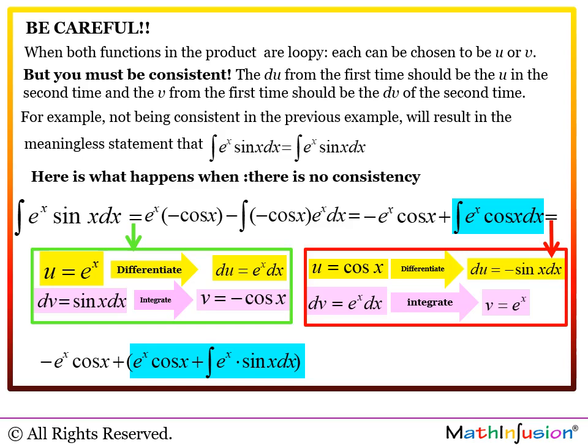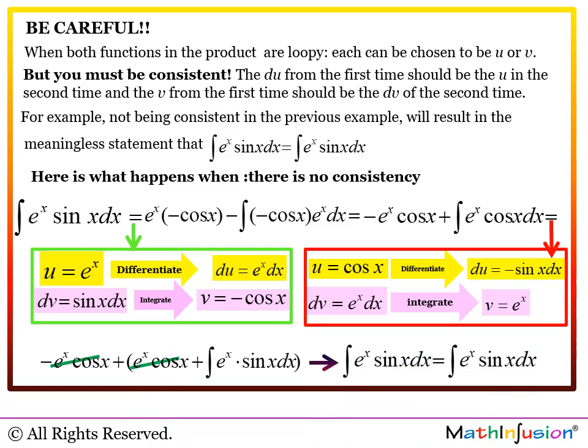Do you see what happens here? Here I will show you. Those two will cancel out. And what do you get? You get this equality. This equality is right, but there's no way for me to solve my integral by doing so. I got a kind of identity. Yes, I know that the integral of e to the x sine x dx equals itself. I know that. So that's why you really have to be consistent.